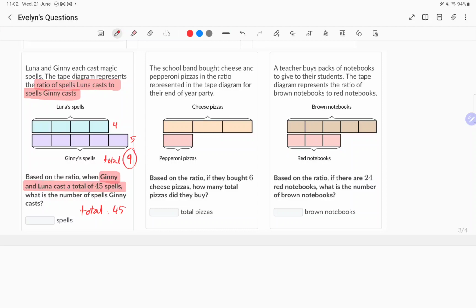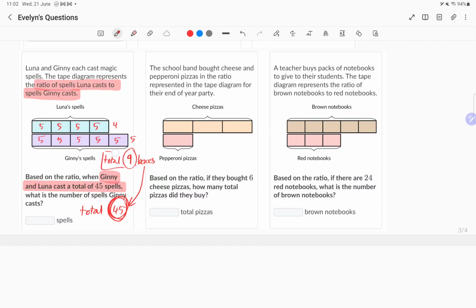4 plus 5 is 9 parts, 9 boxes in total, and these 9 boxes correspond to 45, which means each box would be 45 divided by 9, that would be 5, right? So if each box is 5, that would be 5 here, 5 here, 5 here, 5 here, 5 here. And similarly, it will be here. So that'll be 9 times 5, which is 45.